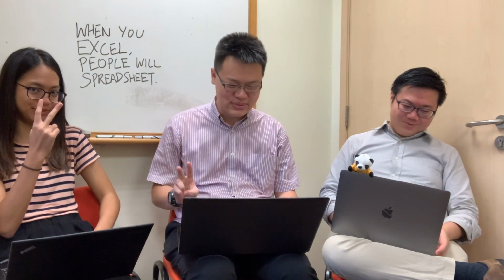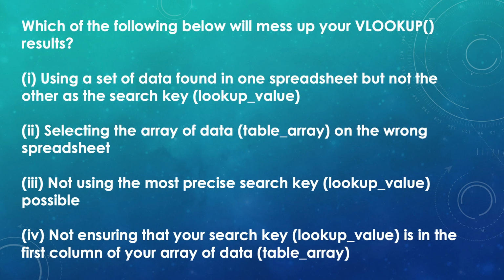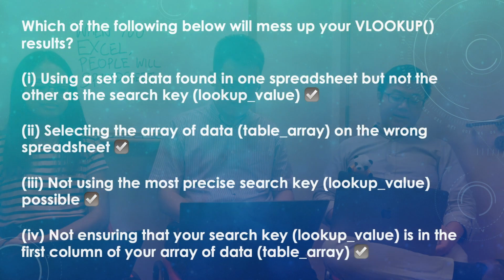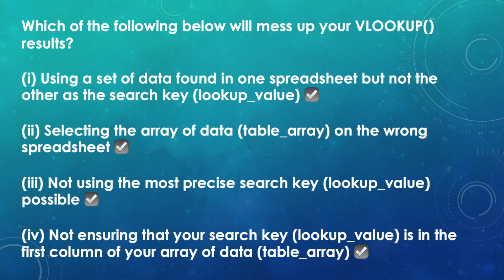Section 5 on VLOOKUP part 2. This question has 4 options, which ask which of the following will mess up your VLOOKUP results. And the correct answer is all of them. All 4 options will actually mess up your VLOOKUP results. So, most of you can see that statement 1 and statement 2 are problematic, right? But some of you are very confused about statement 3 and statement 4. So let's explain statement 3 and statement 4, shall we?